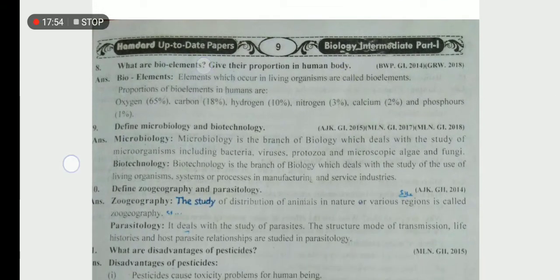What are the bioelements? Give their proportion in the human body. Bioelements are elements which form the body of living organisms. Six bioelements basically form the human body. Oxygen is 65%, carbon is 18%, hydrogen is 10%, nitrogen is 3%, calcium is 2%, and phosphorus is 1%.